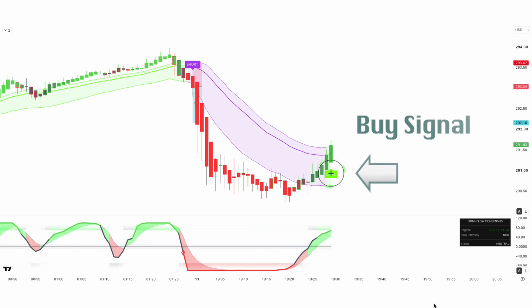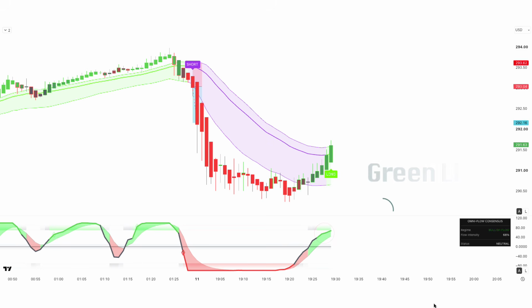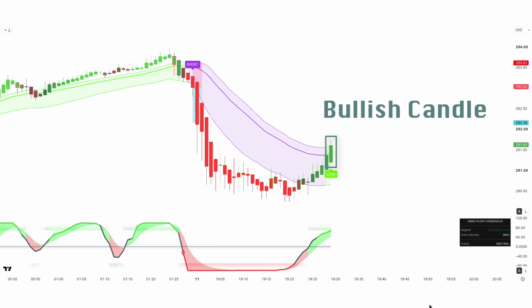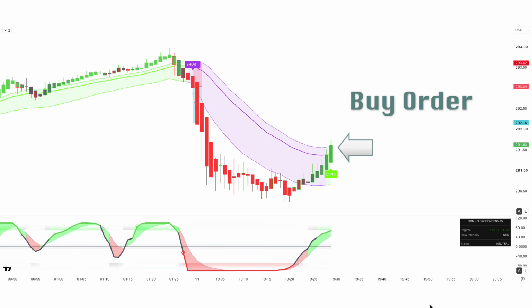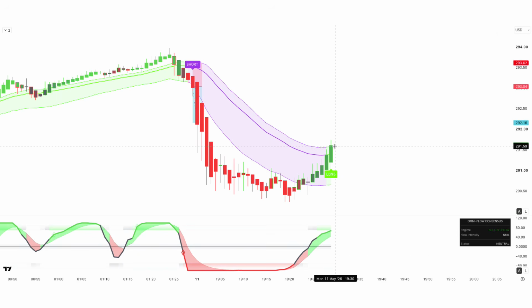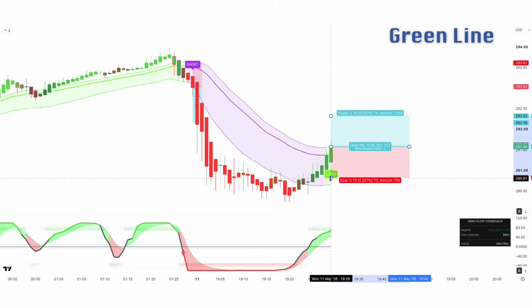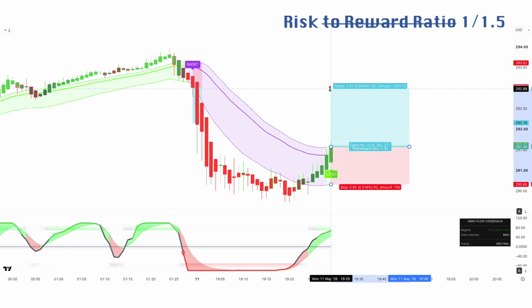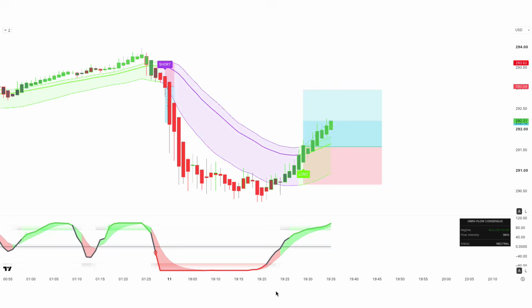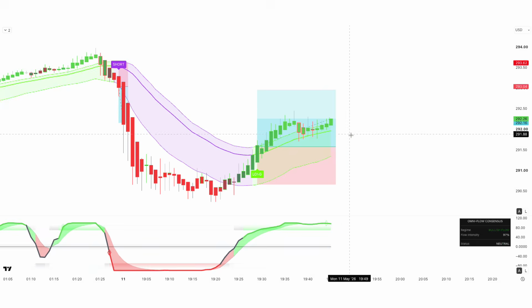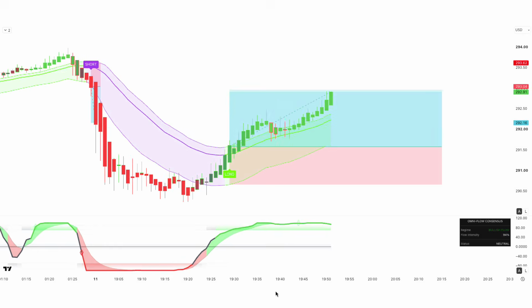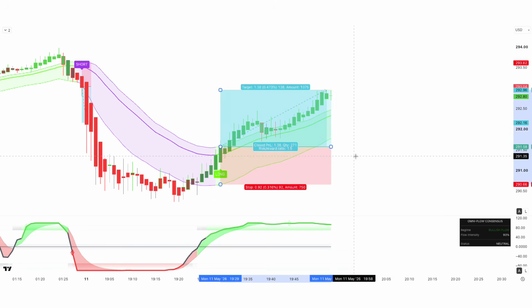When the RMA ATR Bands label up appears, this is the long buy signal, and the green line of OmniFlow Consensus should be above the zero line. When the market forms a bullish candle and this condition is fulfilled, we will place a buy order. Our stop loss is placed at the green line, and the risk to reward ratio will be 1 to 1.5. The market has completely hit the target.